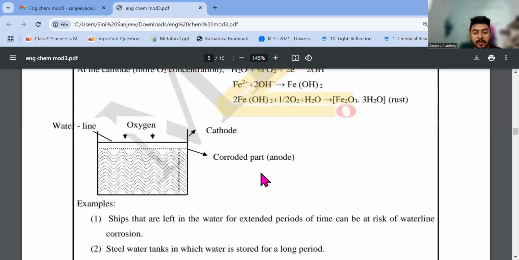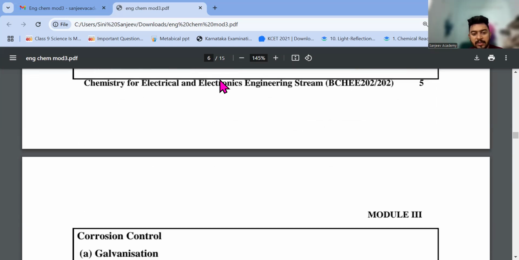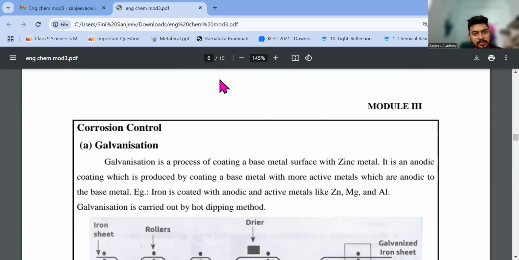And the important thing is the diagram. The diagram you have to study. For waterline, obviously you draw a diagram and write the same thing. Ships and steel water tanks are generally good examples of these things.